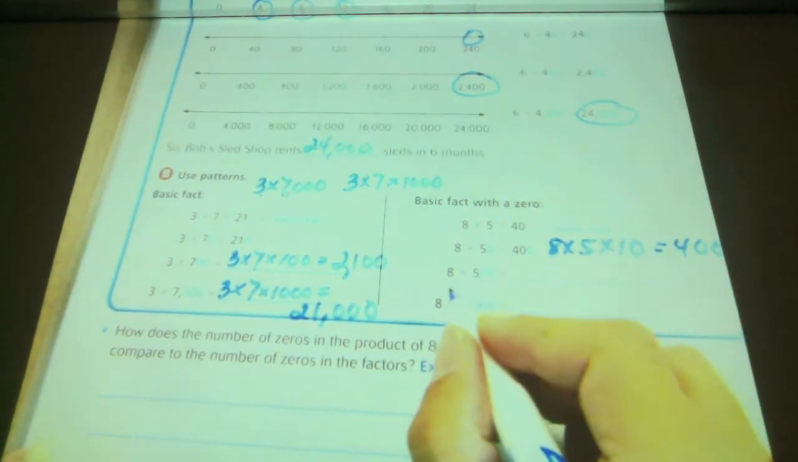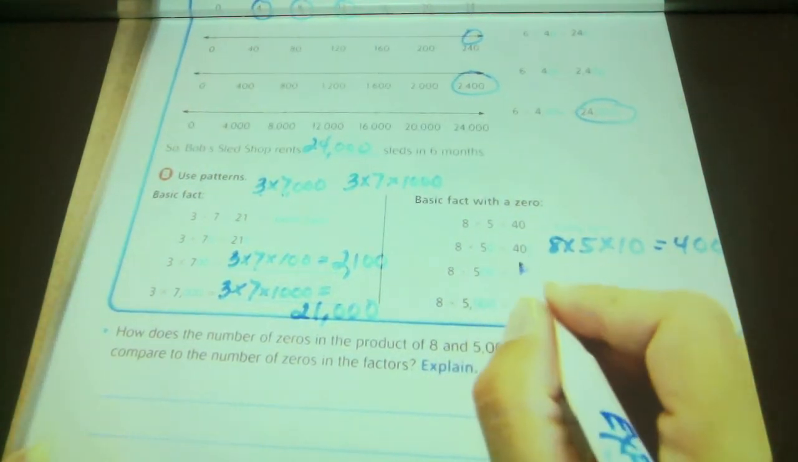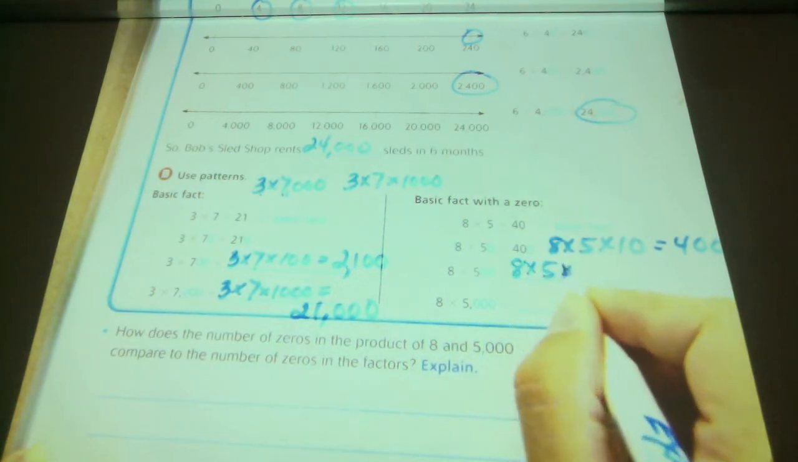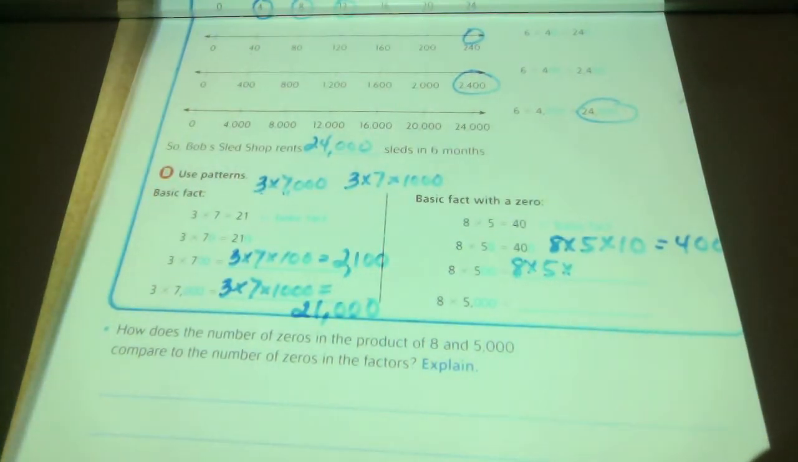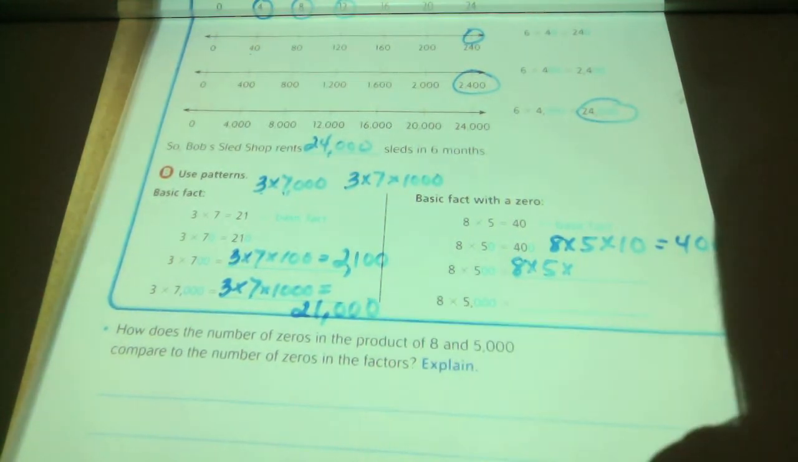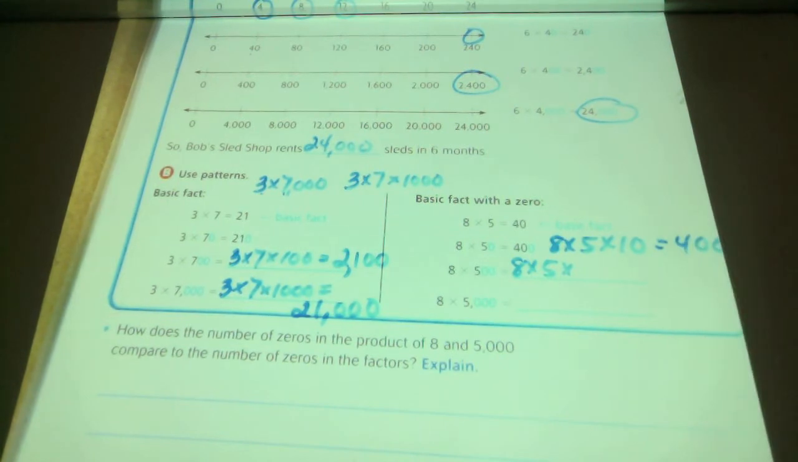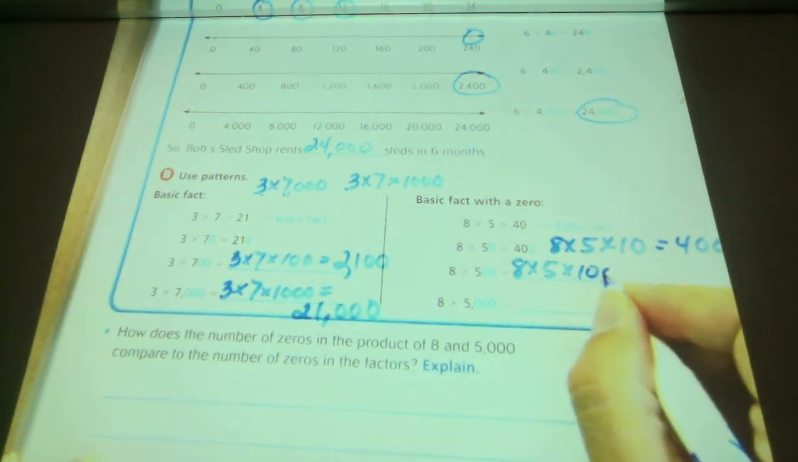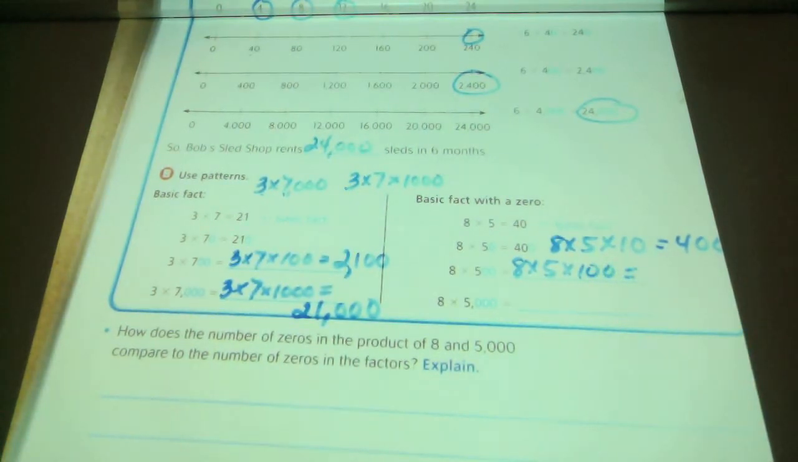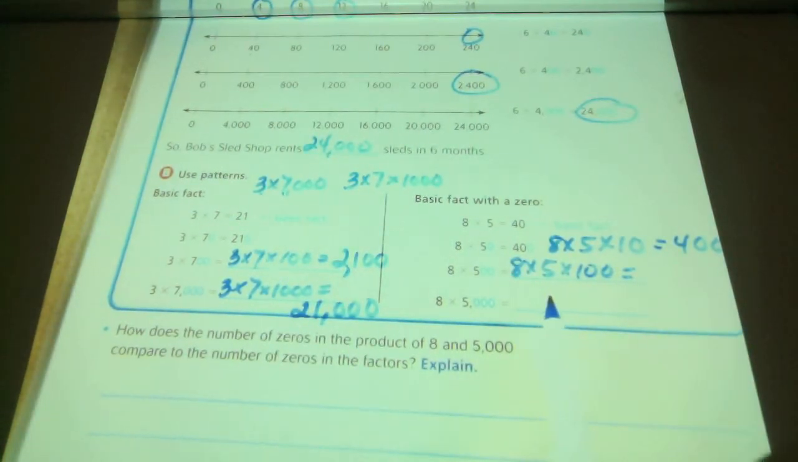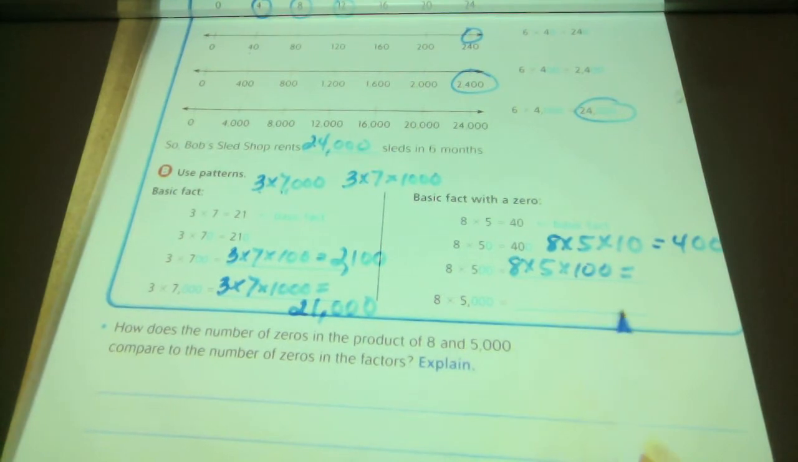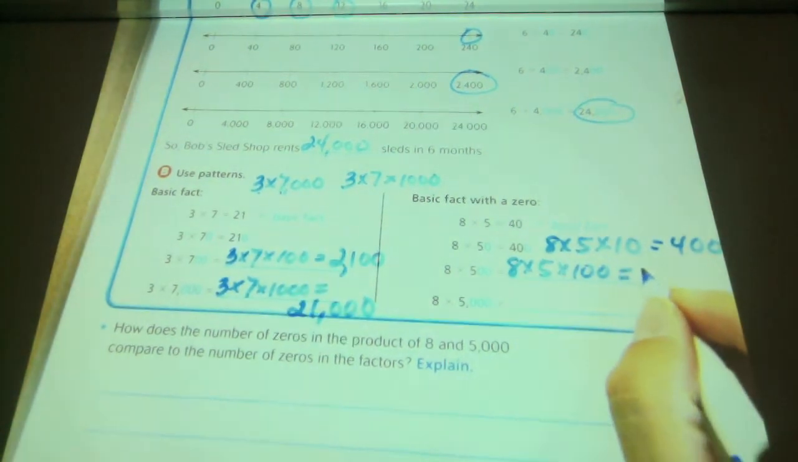Okay, next one. 8 times 5. So I have my basic fact, and now class, I want you to think, don't say yet. What am I going to multiply my basic fact by? Because I'm trying to do 8 times 500. Nicole, what am I going to multiply it all by? 100. So now I have 40. 8 times 5 is 40. 40 times 100 equals what, Monique? 4,000.